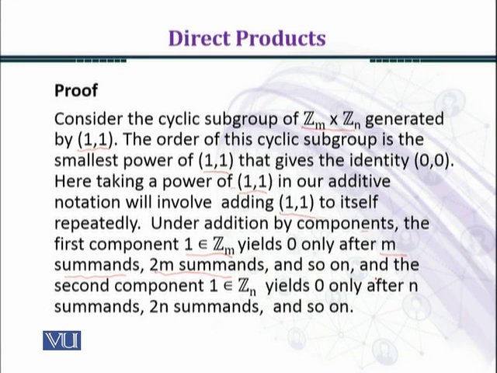so on. So, here you can see that the first coordinate belongs to Zm. If we add 1 m times, we will get the identity element under modulo m. And similarly, if you add 1 2m times, you again get the identity element.